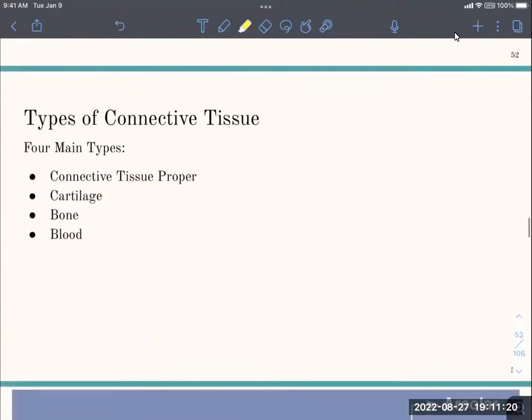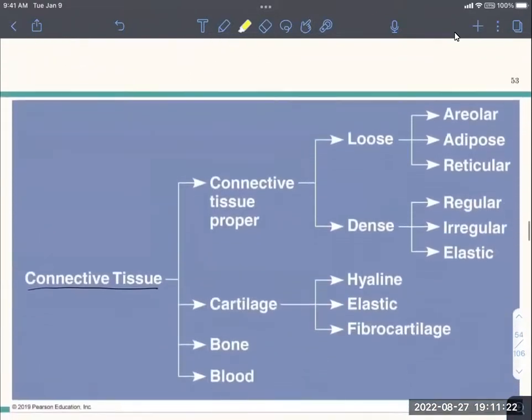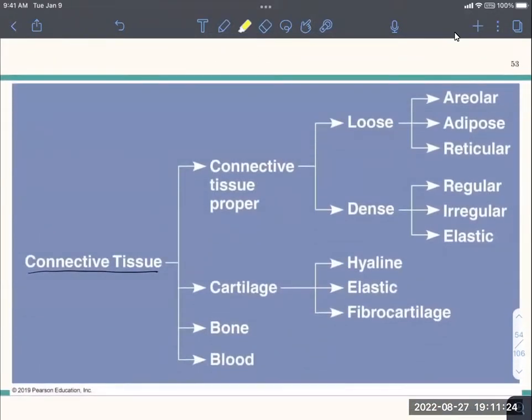So let's look at the 4 types of connective tissue. I have a chart here to make it easier to see. Our connective tissue is broken down into 4 types: connective tissue proper, cartilage, bone, and blood. Our connective tissue proper can be separated into loose connective tissue and dense connective tissue.